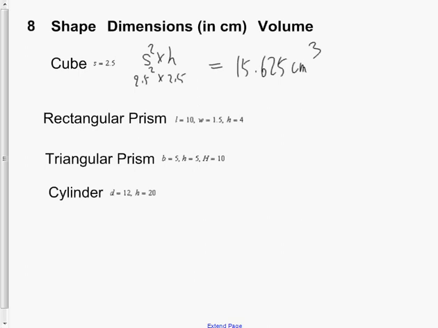The next one's a rectangular prism, so there's my formula. The length is 10, the width is 1.5, the height is 4. 10 times 1.5 is 15 times 4, which is 60 cubic centimeters for that one.